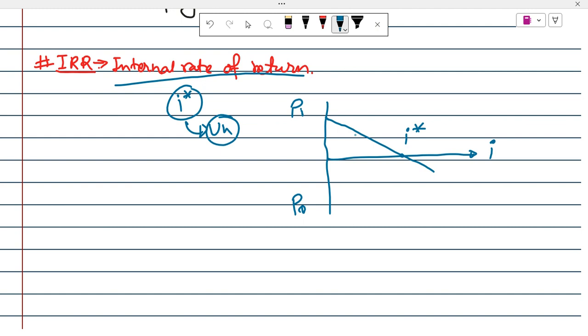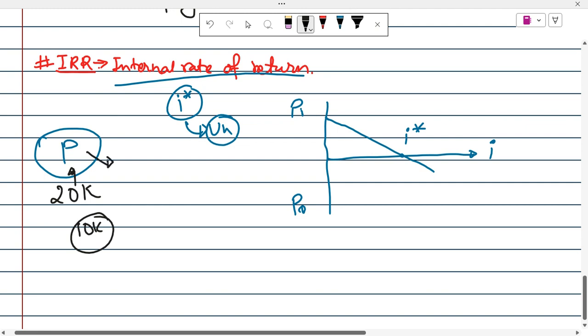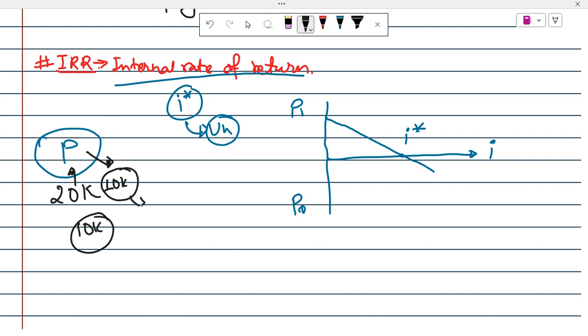That is, if there is a remaining project balance in the investment that needs to be recovered. Say this is a project P. I invest 20K in the project, and I have recovered about 10K from the project. Now we have an unrecovered amount of 10K remaining, and at which rate of return i star will this project give me money, such that at the end of the project my unrecovered balance will be zero.